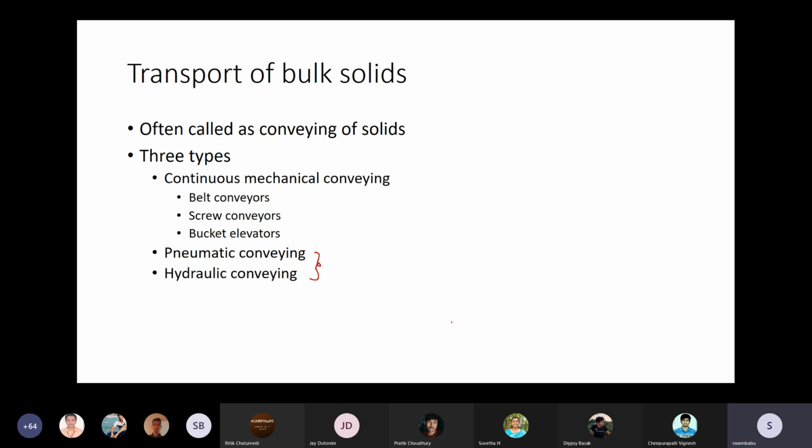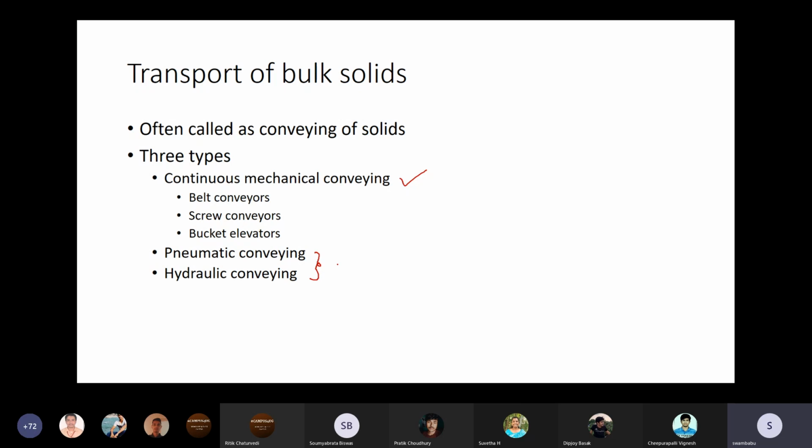Whereas continuous mechanical conveying is often open to the atmosphere. We can do it in closed conditions also, but there's a high chance of dust formation. And you can use pneumatic conveying only for fine particles, less than 100 micron size, if you want to use pneumatic conveying or hydraulic conveying.